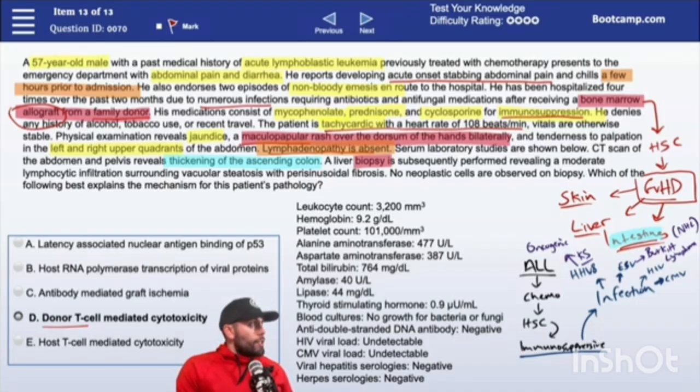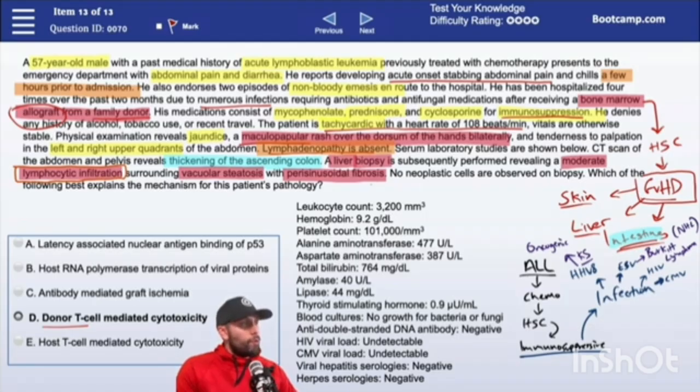Now, in our situation here, the biopsy is of the liver, okay? And it's revealing a moderate lymphocytic infiltration surrounding vacuolar steatosis and perisinusoidal fibrosis. So sometimes when you read stuff like this, it's a little intimidating, right? Like, what are they talking about? So when you see stuff like this and you're trying to figure this out, the key takeaway here is that there's lymphocytic infiltration. So we know that there's an inflammatory infiltrate here that's largely lymphocytic, right?